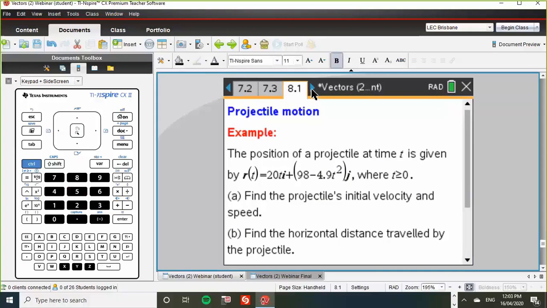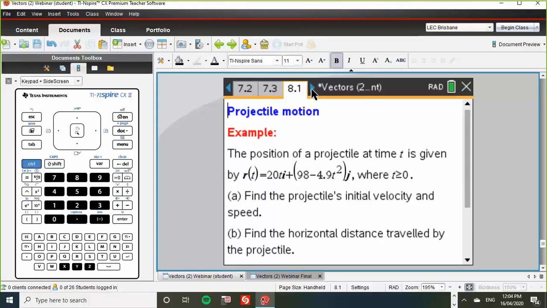Our final example is projectile motion, and I'll just pick the bones out of this one. The position of a projectile at time t is given by r of t is 20t i plus 98 minus 4.9 t squared j, where t is greater than or equal to 0. We can have units for position in terms of meters, so therefore our units for velocity and speed will be meters per second. I'll insert that for the final file that you receive.